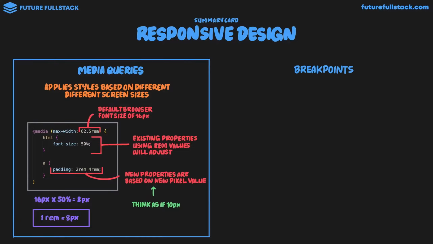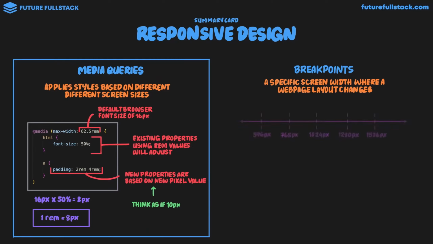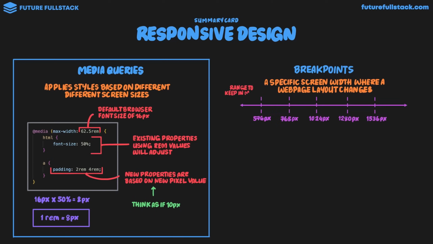In this chapter, we looked at breakpoints. A breakpoint is a specific screen width where a web page's layout changes. We saw these useful values, which provide us a range to keep in mind when selecting our breakpoints. Larger than 1536 pixels is for our large screens, which is 2XL. Between 1280 and 1536 is our large laptops, which is XL. Between 1024 and 1280 are our small laptops, which is large. Between 768 and 1024 are our tablets, which are medium. Between 576 and 768 are our phones in landscape, which are small. And anything less than 576 are phones in portrait and are extra small.